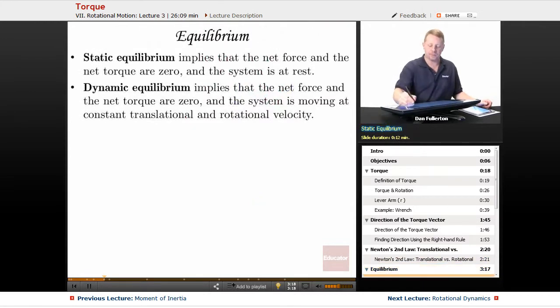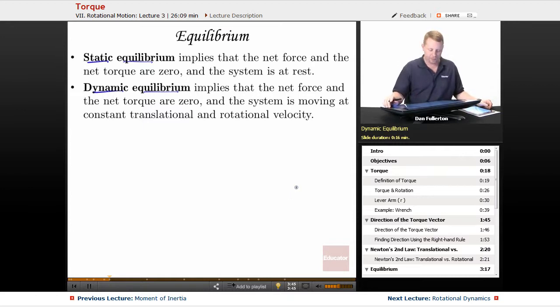Now let's go over equilibrium again, because we're going to start with some equilibrium problems. Static equilibrium implies that the net force and the net torque on an object are zero and the system is at rest. Dynamic equilibrium implies that the net force and net torque are zero. The system is moving at constant translational and rotational velocity. So it's moving, but no net force or net torque on it.